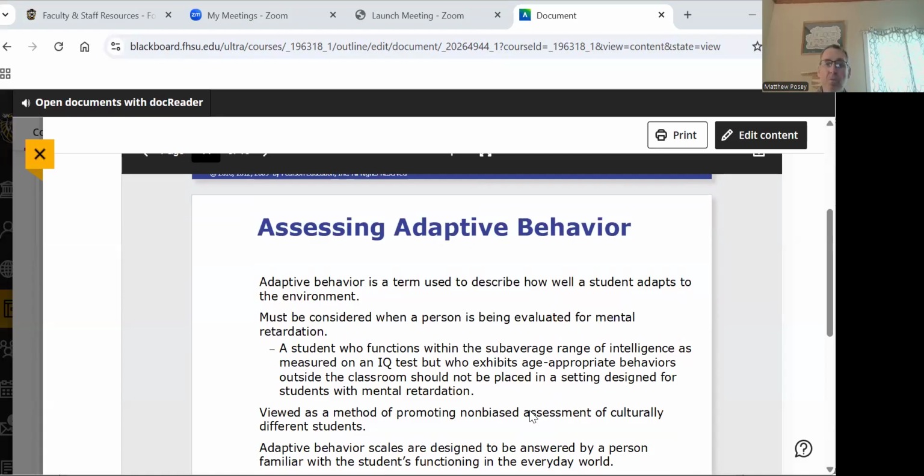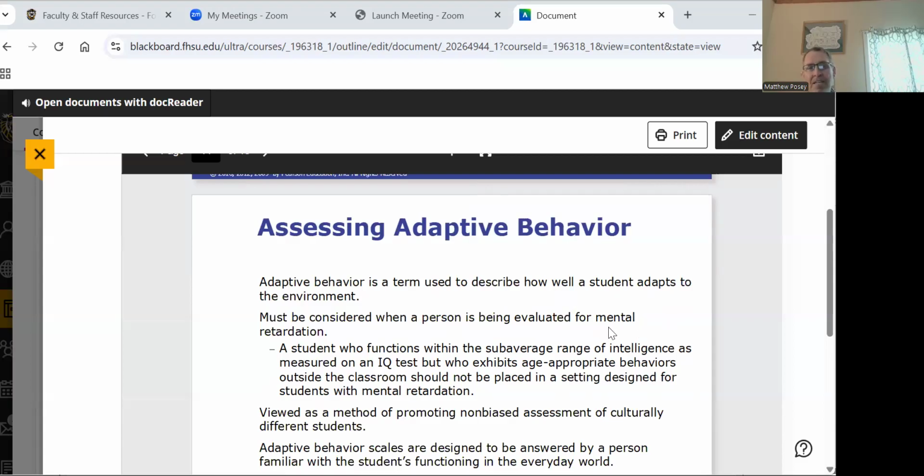Okay, a very common one I often use is the Vineland 3. It's very comprehensive. It's lengthy. There's probably 100 items at least for parents or classroom teachers to answer and rate the student on. Adaptive behavior describes how well that student adapts in their environment, whether it's at home or at school. It must be considered when a person is being evaluated for ID.